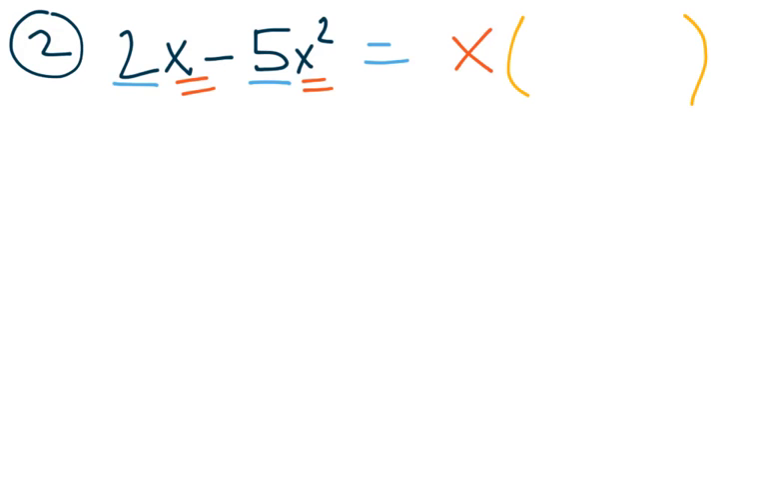But then it's going to be times whatever's left over when we factor those out. So if we're factoring out an x, 2x divided by x, well, the x's cancel out and we're left with 2.